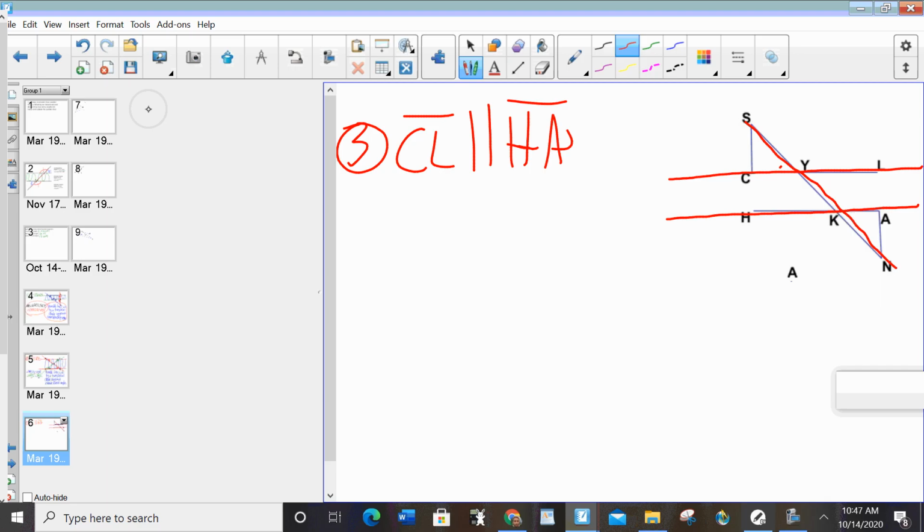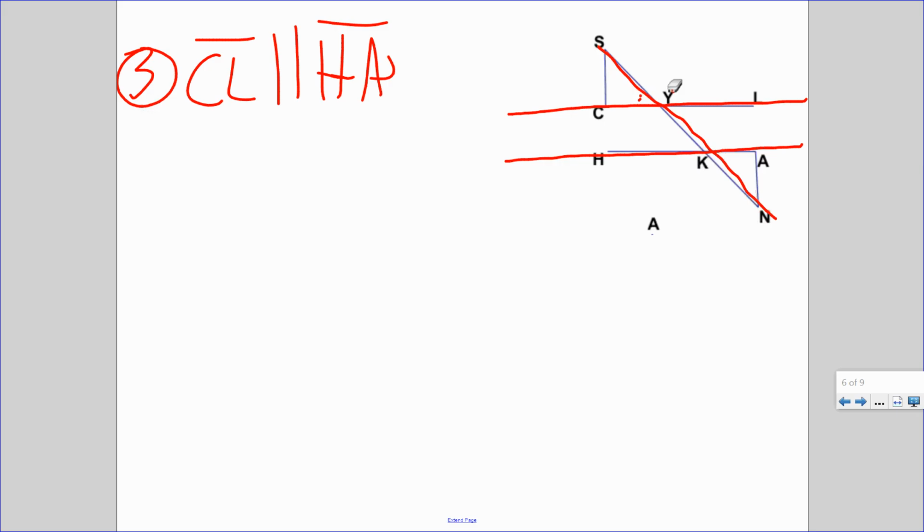So 1, 2, 3, 4. 1, 2, 3, 4. Which of these is an angle of a triangle? That one and that one. So it's angle SYC is congruent to angle AKN.